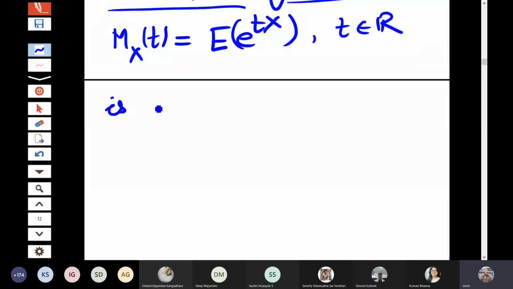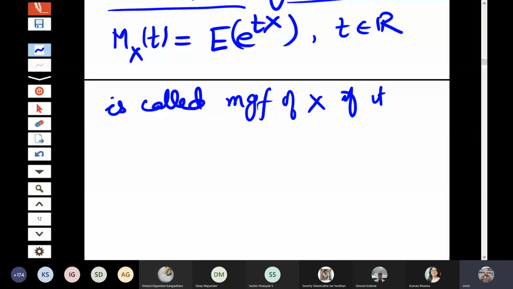This is called the moment generating function of X if it exists, because you know that moments need not exist all the time. Therefore this expectation need not exist all the time. Only if it exists will it be considered as the moment generating function. So let us take the example that I have done, and we'll just modify it here.